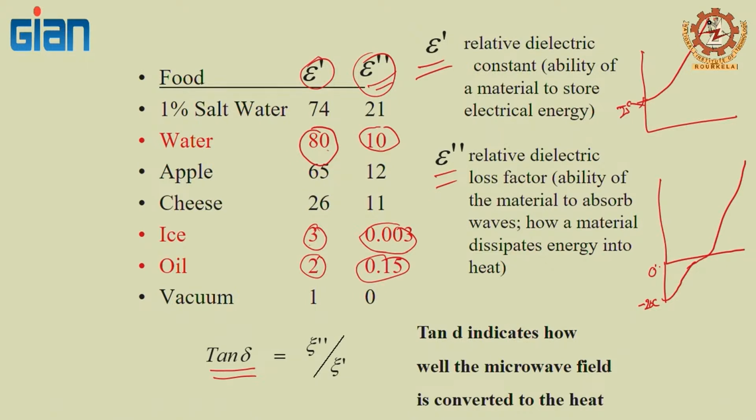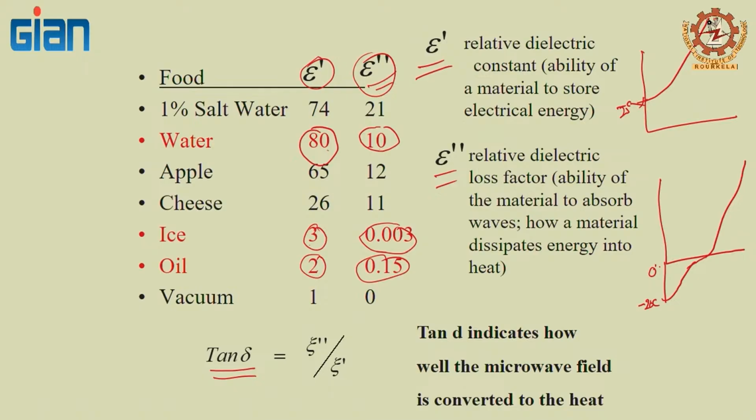One key difference between oil and water is the specific heat. The specific heat of oil is, what is the value? It is generally low, whereas for water it is about 4.1. So that means it is much higher. Because of those differences in specific heat, in addition to the dielectric properties, you have to consider the specific heat of water.